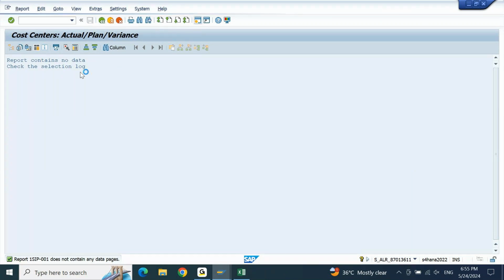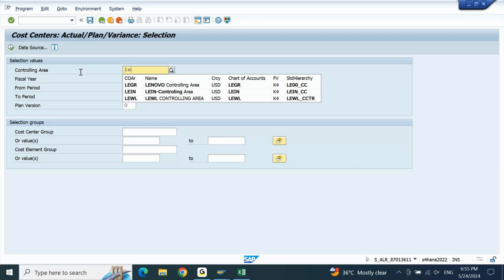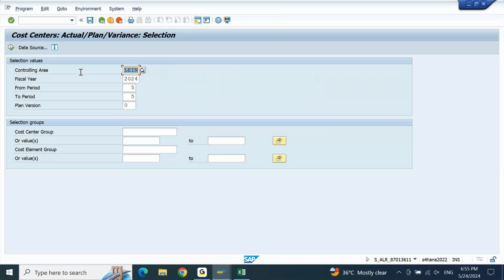Okay, let me go back. I'll try to give a different report. I'll try to give a different controlling area. Let's say LEIN. Let me try to execute. I just wanted to show how the output looks. Accordingly, we will proceed with our transaction.